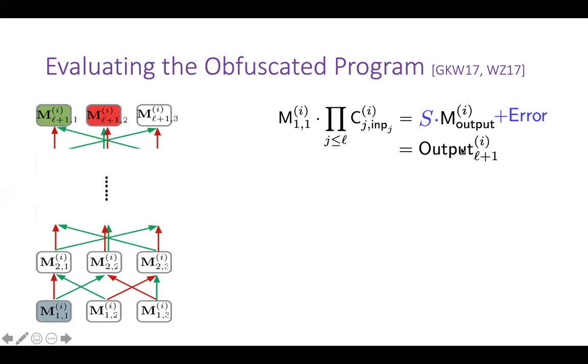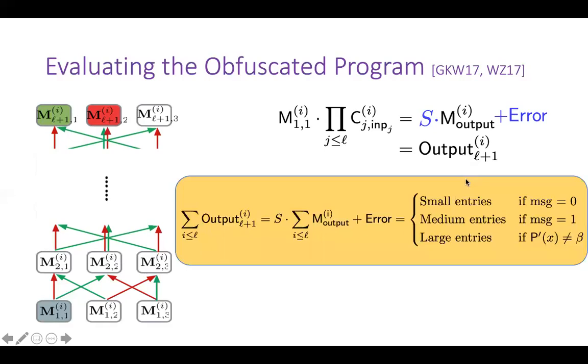Until now, we just evaluated one branching program, right? But our obfuscated program contains many branching programs. And now let's see how to evaluate the overall obfuscated program. To obtain the overall output for the entire obfuscated program, we just sum up these output matrices. And when you factor out the S and error terms, you get an expression of this kind. So it essentially means S times the summation of the output M matrices plus error.